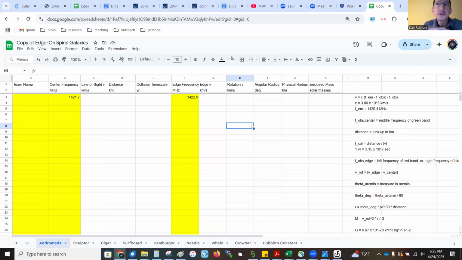Around 200 kilometers per second, just to give you an idea, so you can check yourself. Now, we know how fast it's rotating. Why is that important? Let's go back to the dot cam.